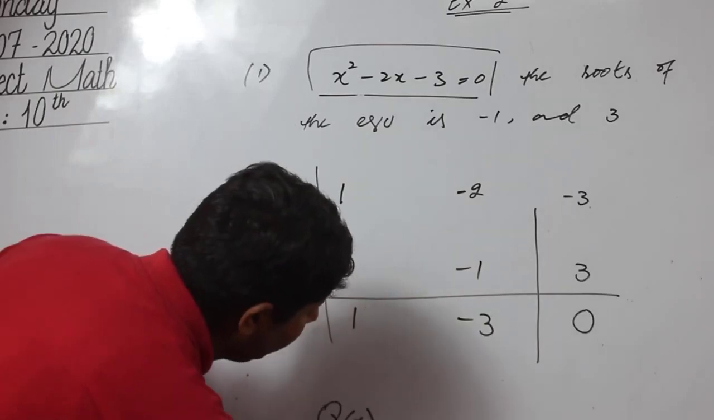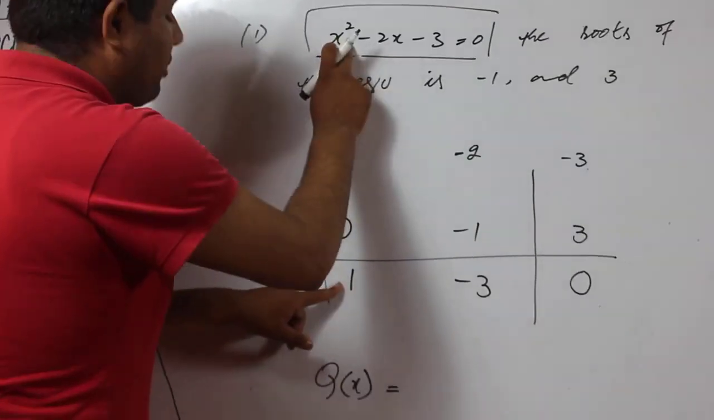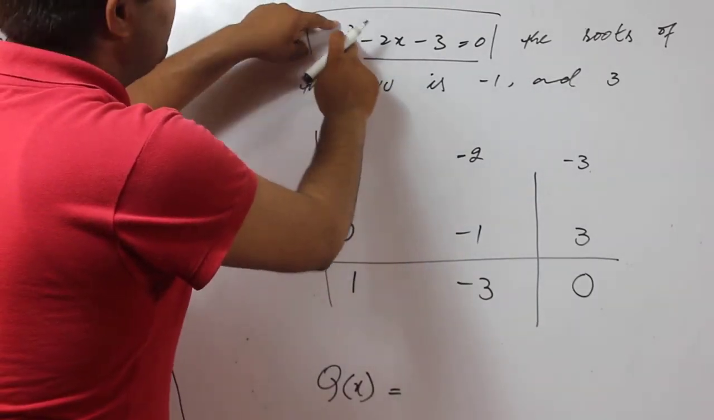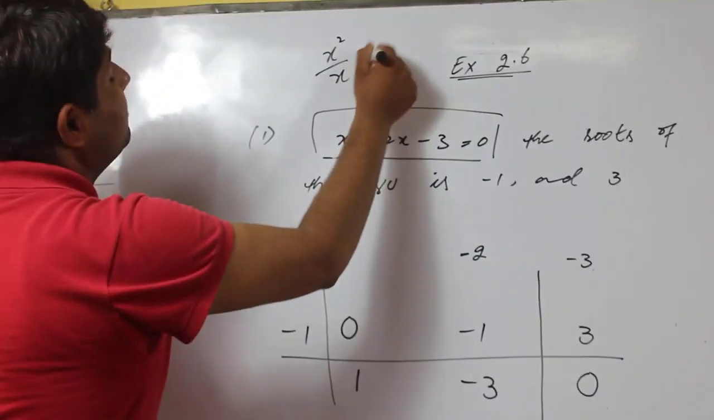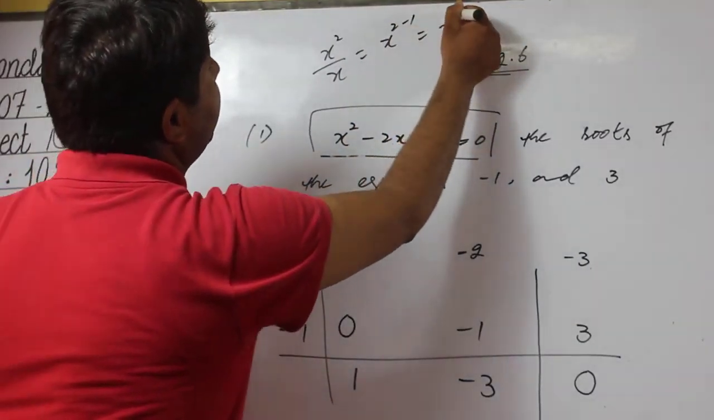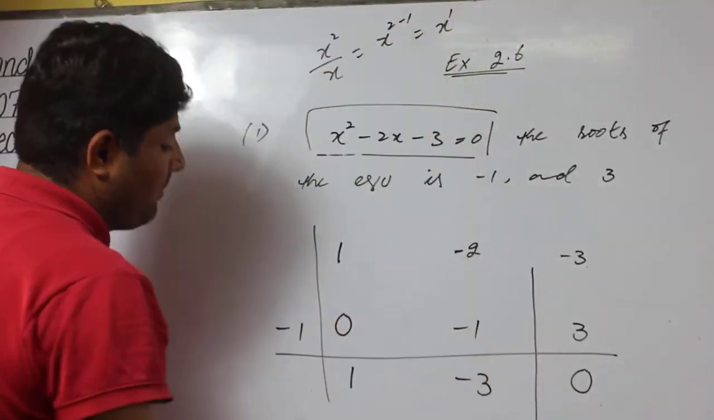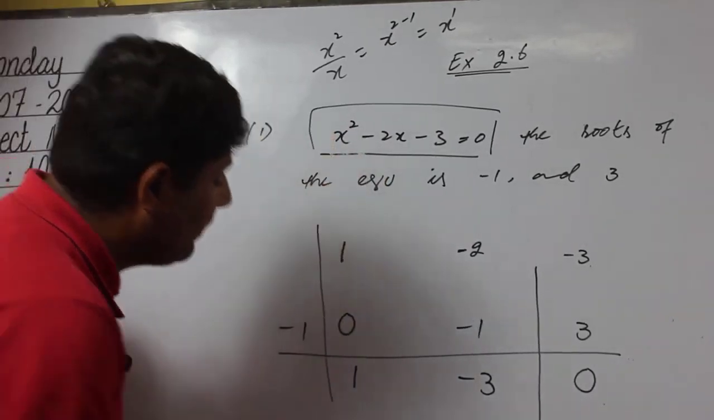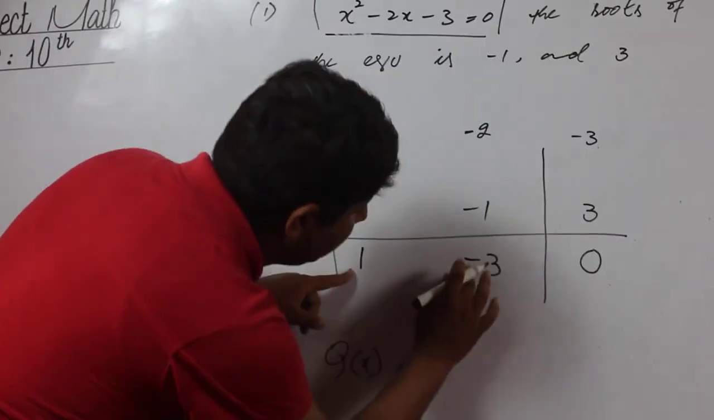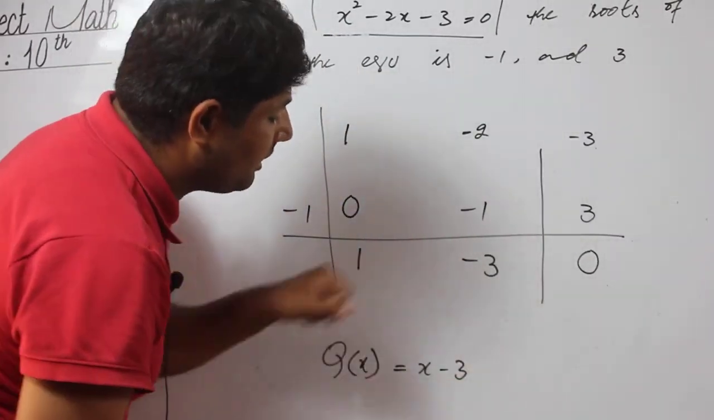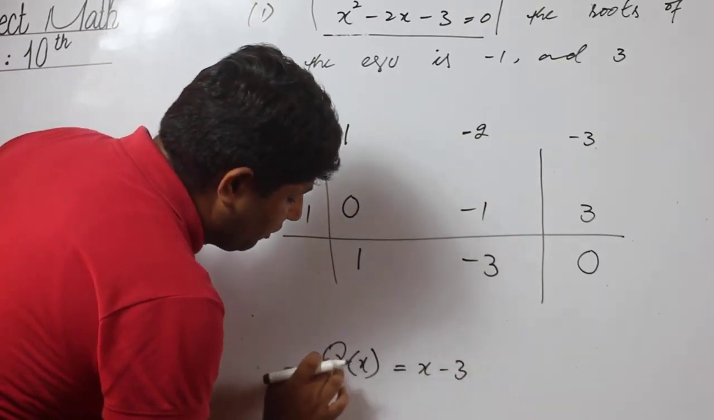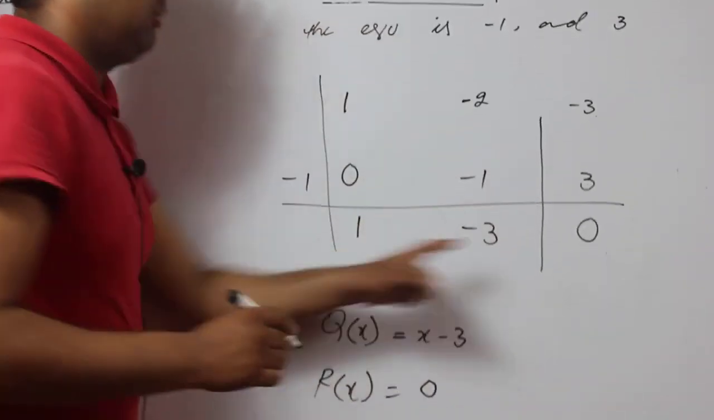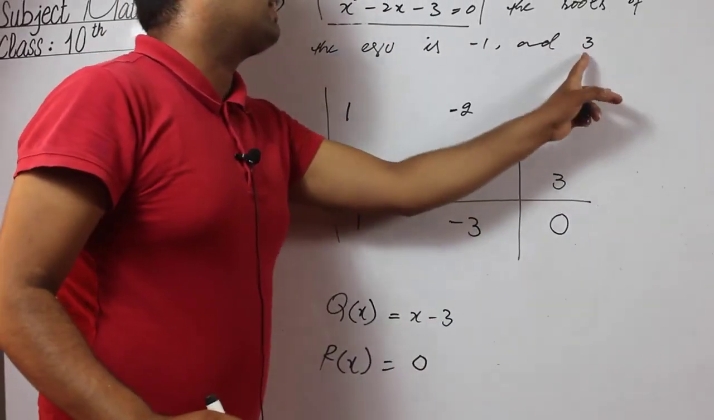It means the quotient of x: when x square is divided by x, the power is reduced by one, so x square becomes x raised to power 1. When x is divided one time, the power is removed one time. So this term starts from x minus 3. The quotient of x is equal to x minus 3 and the remainder of x is equal to 0. And we verify the second root.